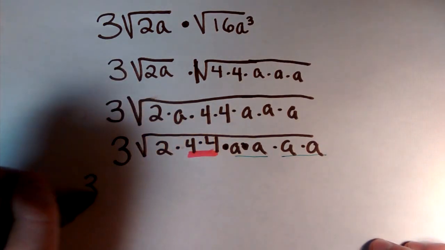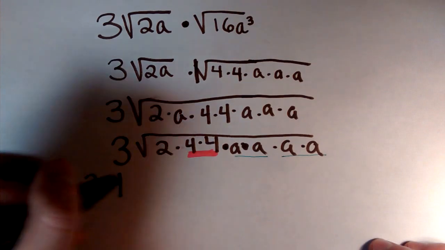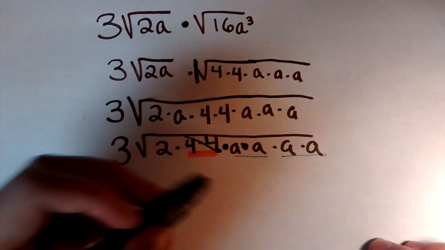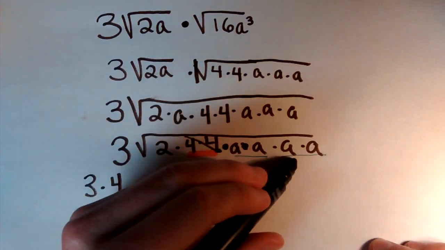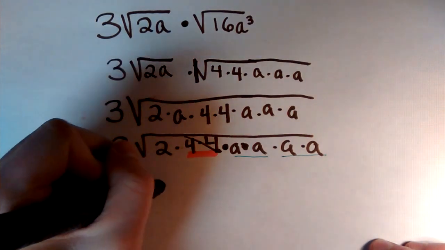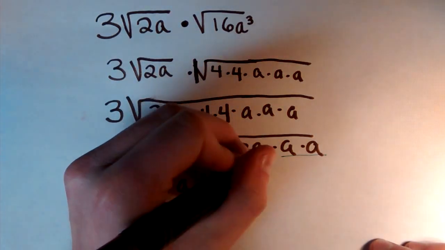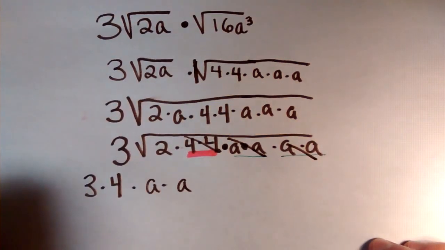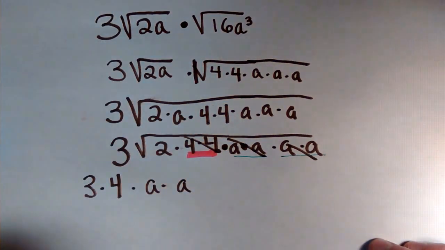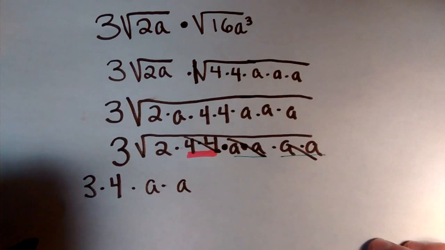So I now have 3 times 4, because that 1 pair has now come out. Next, I've got a pair of a's and another pair of a's. When they come out as 1 pair. Next, I am left with this 2. It does not have a pair, so it does not get to come out.